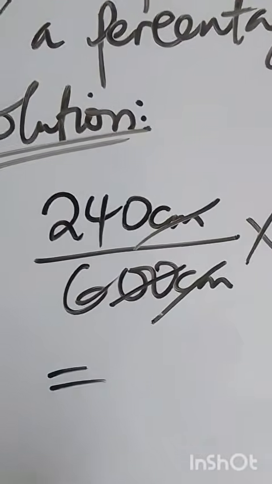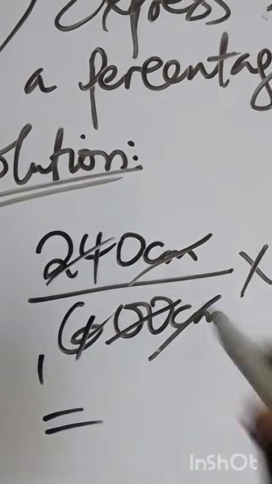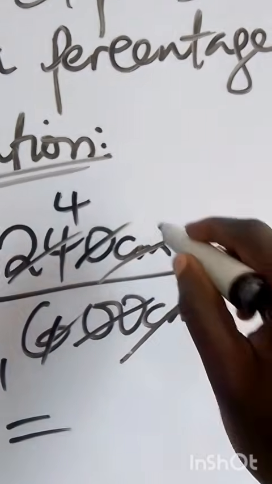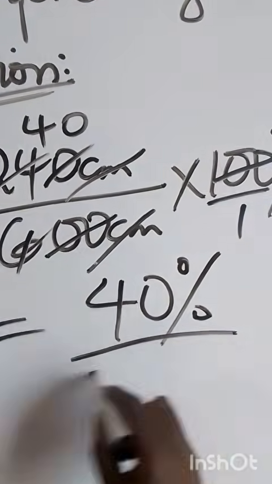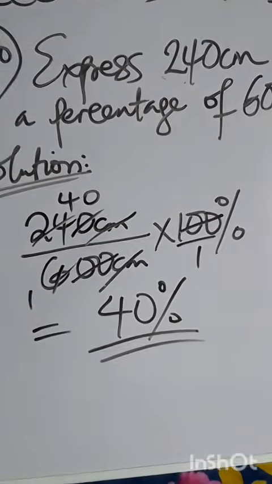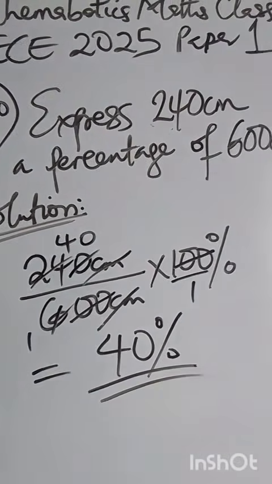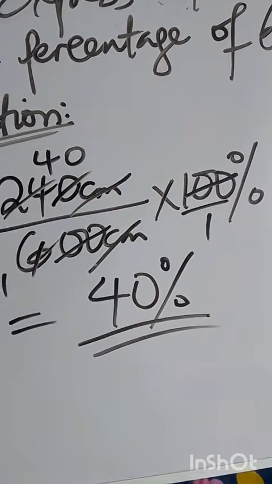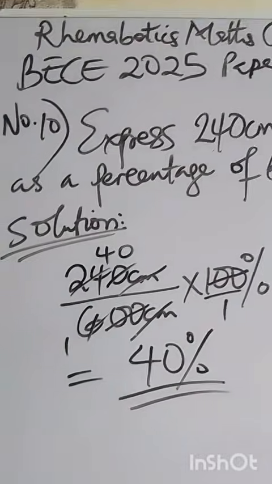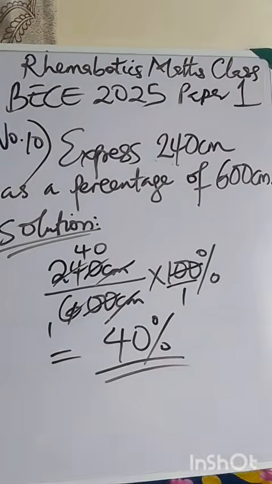Now this should give us 6 divided by itself, 1. 6 divides 24, 4 times. 6 divides 0 is 0. So what we have left is 40, then we have the percentage sign there, percent. So that is the answer. So therefore 240 cm as a percentage of 600 centimeters is equal to what? 40%.